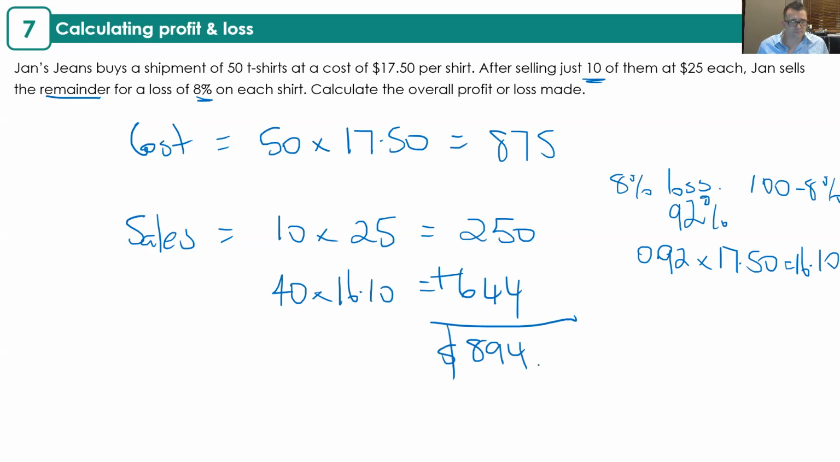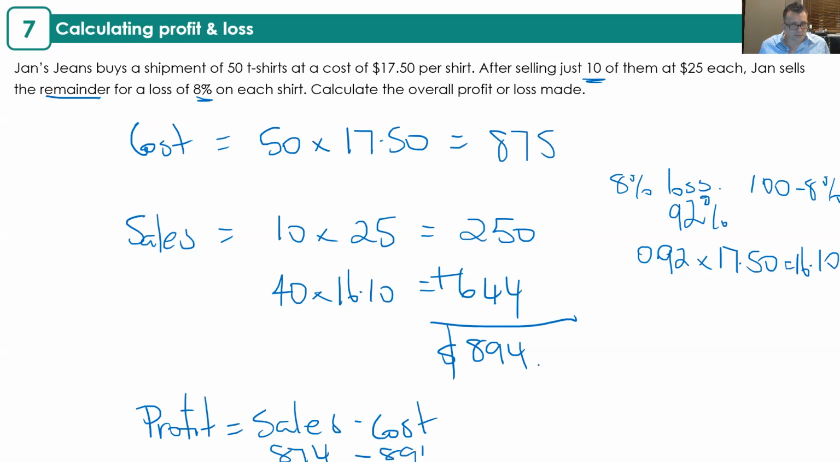$894. So our profit equals the sales minus the cost. So the total sales was 894 minus our cost of 875 is going to give us $19. So therefore we have a $19 profit.